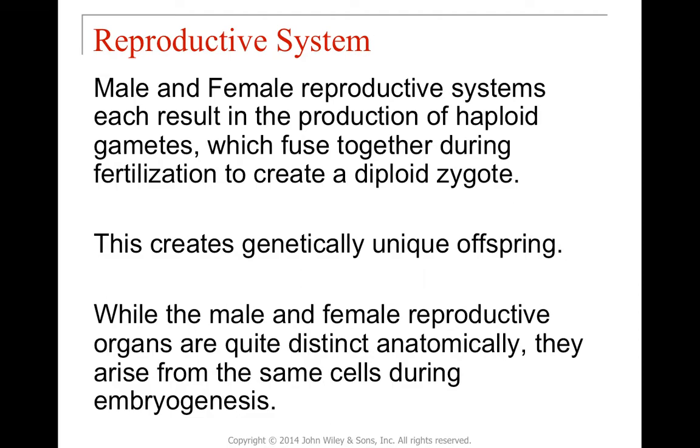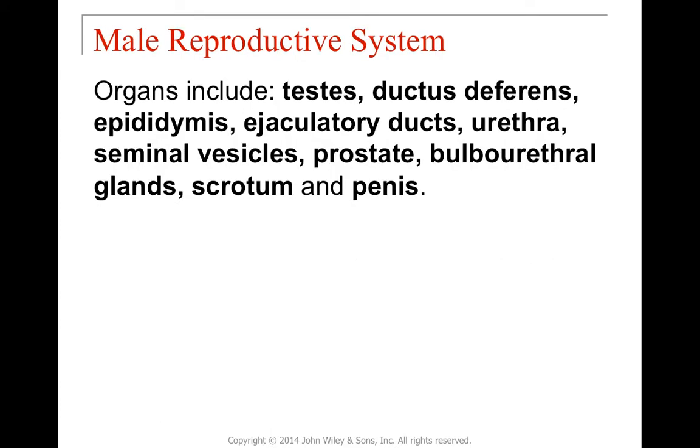This is going to result in the creation of genetically unique offspring, so they're going to be genetically unique from both their siblings and either parent. And it's actually very interesting because the male and female reproductive organs are very distinct if you look at them anatomically. However, they arise from the same cell population during the process of embryogenesis. And we will be lightly glossing over a little bit of the embryogenesis of the male and female reproductive organs much later on in this lecture.